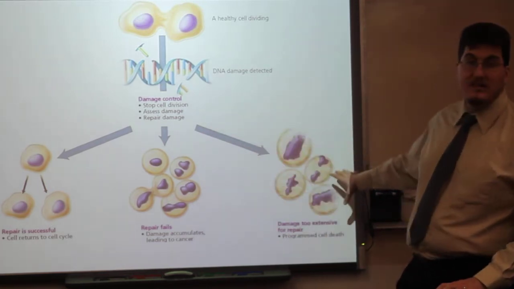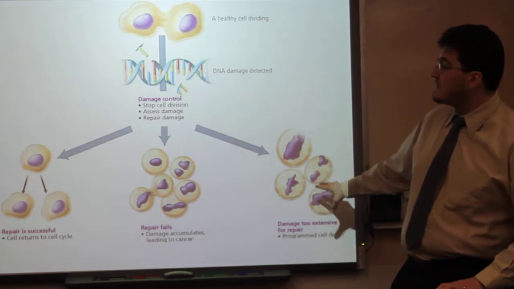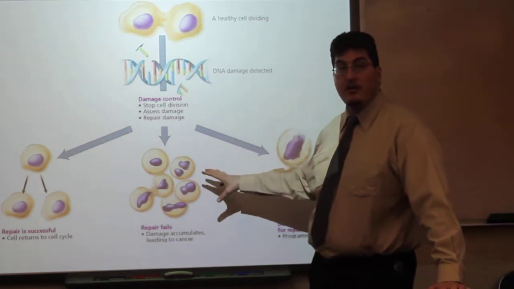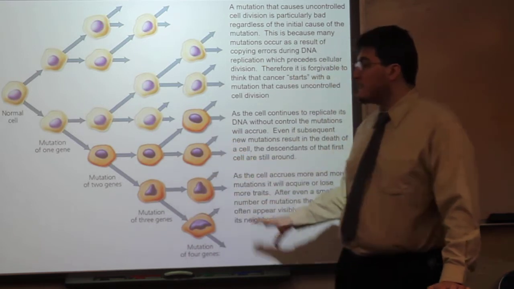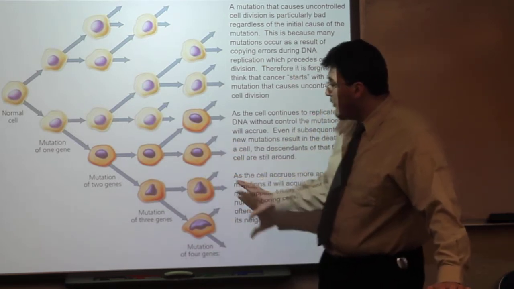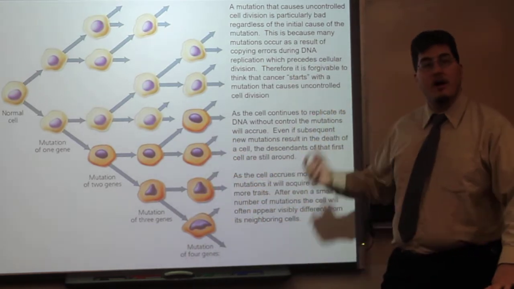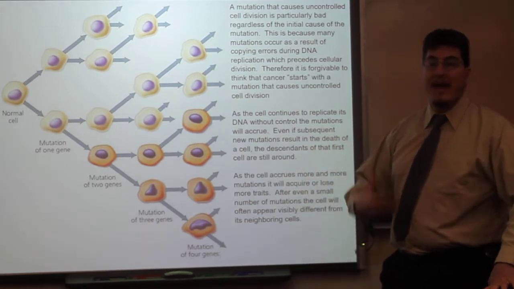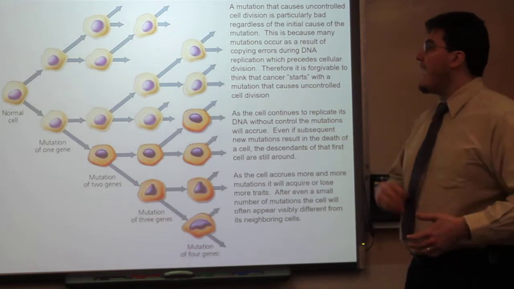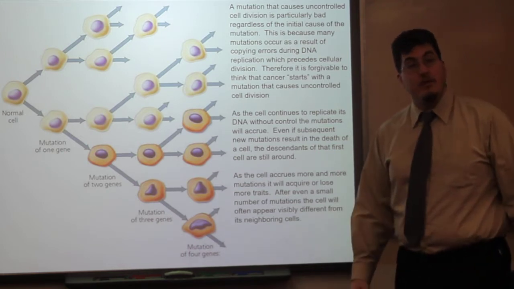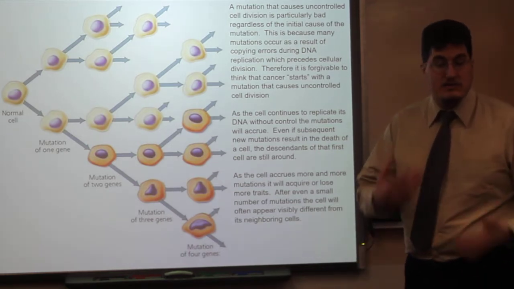If the damage is unsuccessful or too extensive, we destroy the cell. Or the repair fails and the damage accumulates. So if the damage keeps accumulating over time, we will have more and more different shapes, colors, and behaviors of cells. These traits will be different over time. And this may cause nothing, or it may cause a cancerous mutation.